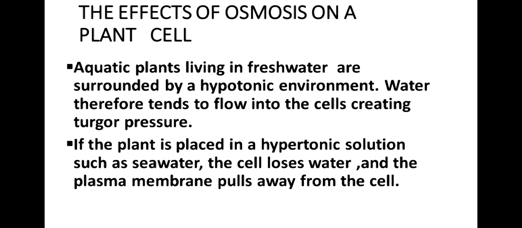The effects of osmosis on a plant cell. Aquatic plants living in fresh water are surrounded by a hypotonic environment. Water therefore tends to flow into the cell, creating turgor pressure. If the plant is placed in a hypertonic solution such as seawater, the cell loses water and the plasma membrane pulls away from the cell.